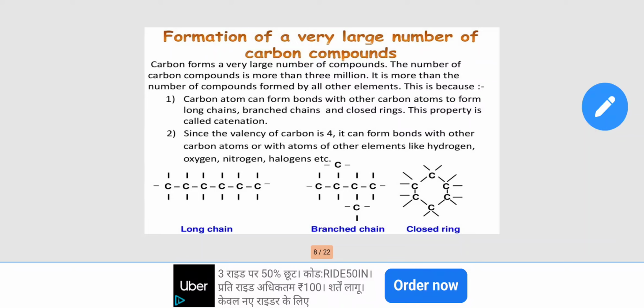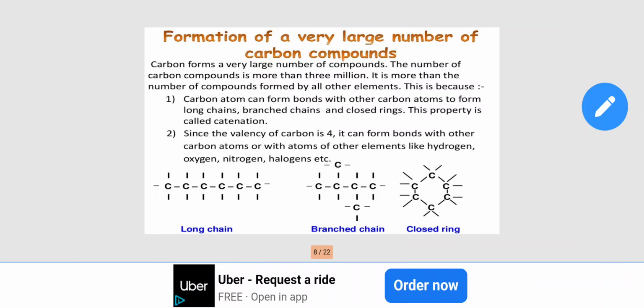Formation of a very large number of carbon compounds is because of catenation. Carbon forms a very large number of compounds. The number of carbon compounds is more than 3 million. It is more than the number of compounds formed by all other elements. This is because of catenation.